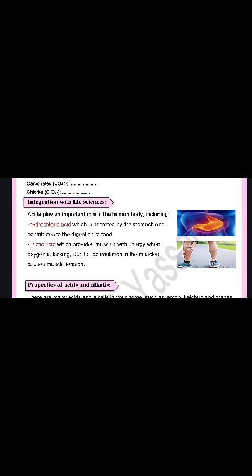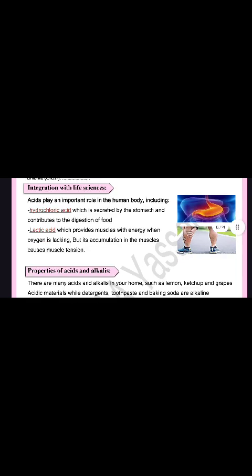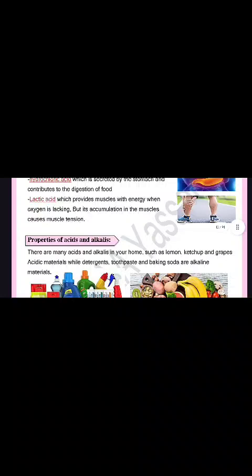Integration with life science. Acids play an important role in the human body, including hydrochloric acid and lactic acid. How come? Let's explain. Hydrochloric acid is secreted by the stomach and contributes to the digestion of food, while lactic acid provides the muscle with energy when oxygen is lacking. But its accumulation in the muscles causes muscle tension.